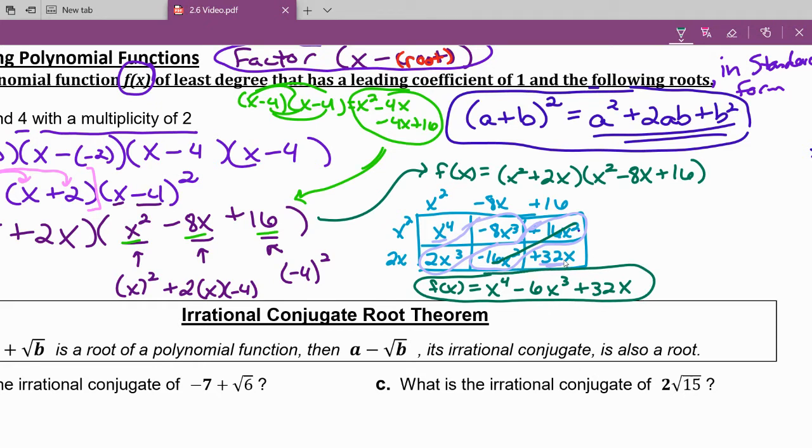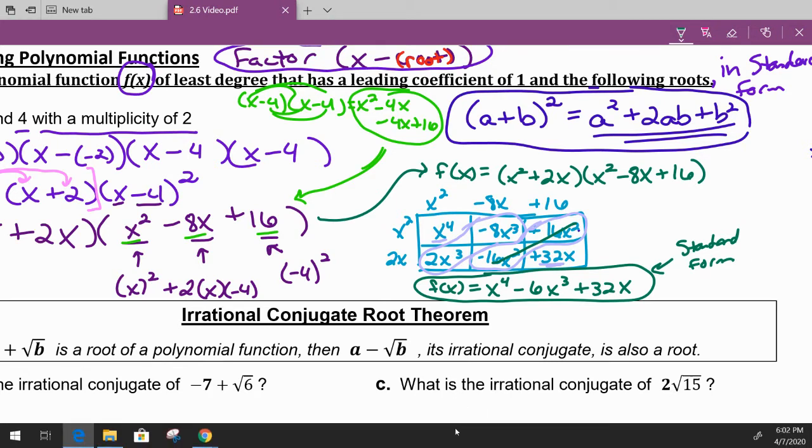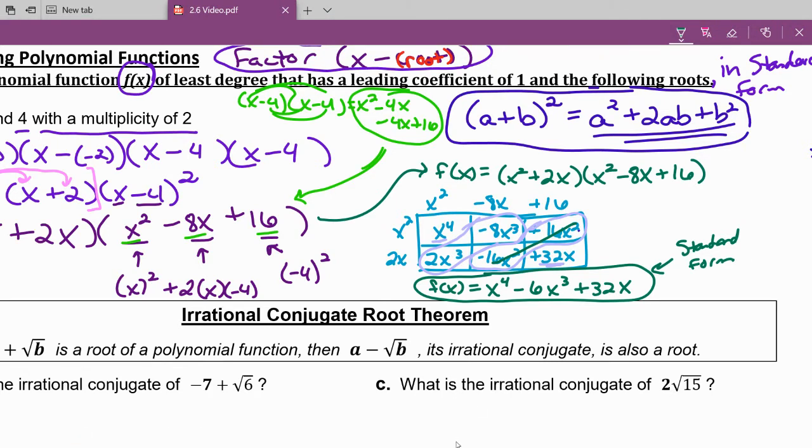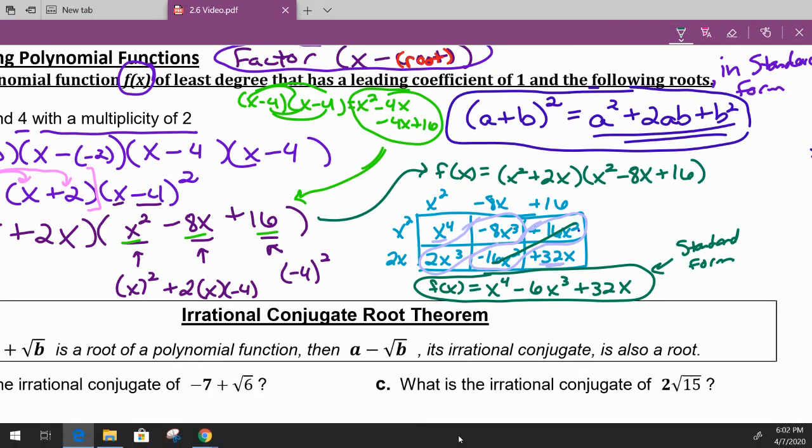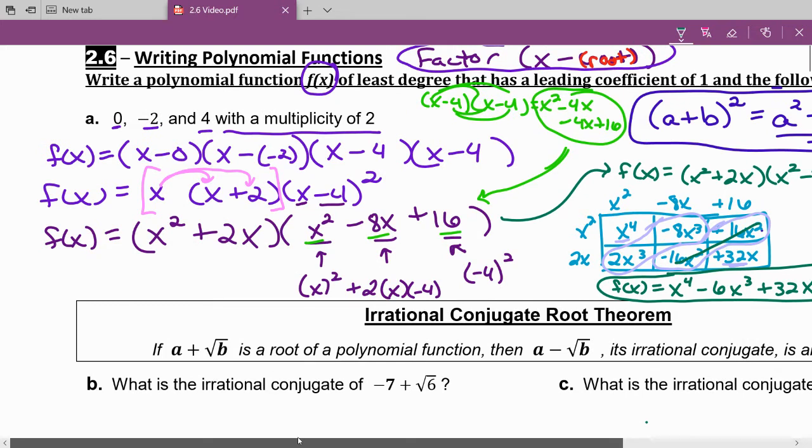And this is now in standard form. We started out in factored form. So this is factored form. We started out creating our factors, then simplifying a little bit, then multiplying them out, and then multiplied the binomial and trinomial.